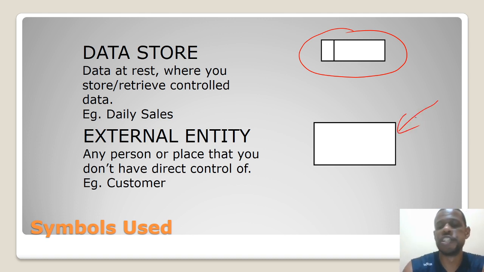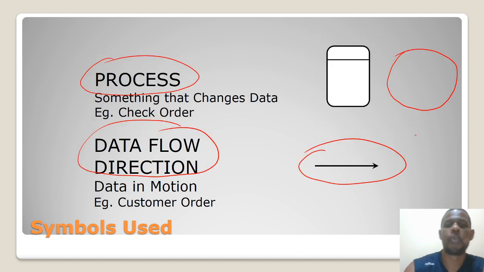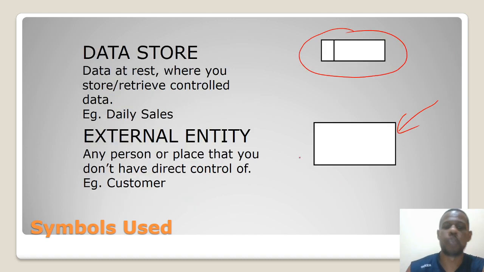Then you have an external entity, which is represented by a rectangle. So we go through the shapes again. Process is a round rectangle, sometimes represented by a kind of oval. The arrow shows the data that's passing. The data store shows where the data is stored. External entity will be a rectangle, which could be a person.